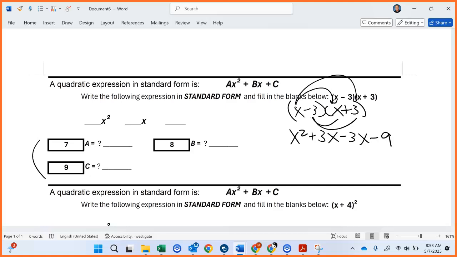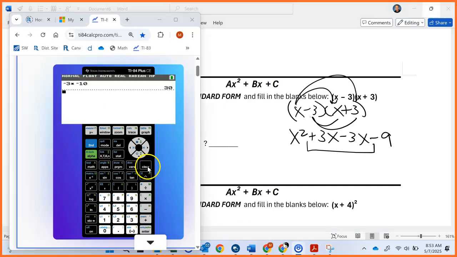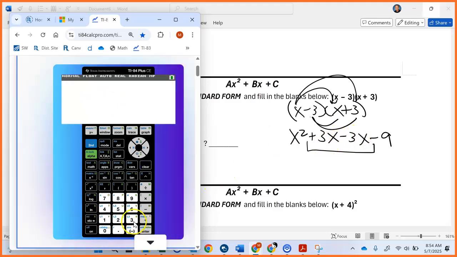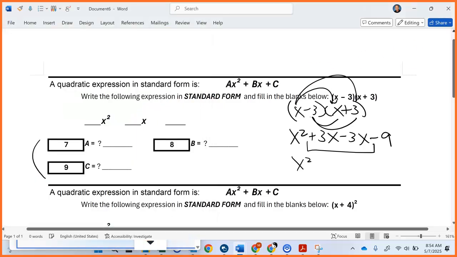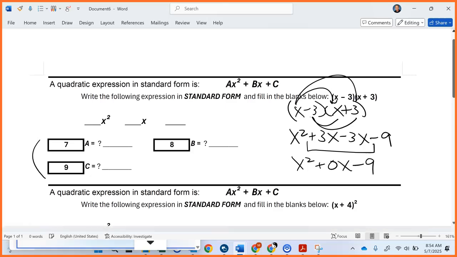Good. Now we combine again, but what you'll notice here is you got positive 3 minus 3. If you do it correctly in a calculator, we get positive 3, or just 3. And then you can either do minus 3 or you can do plus negative 3. You get 0, or you could do 3 minus 3 also, enter, and you get 0. So x squared. For right now I'm going to put plus 0x minus 9. But this is important.